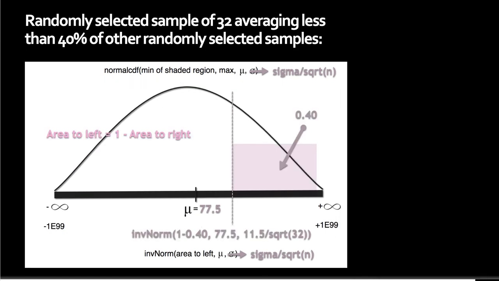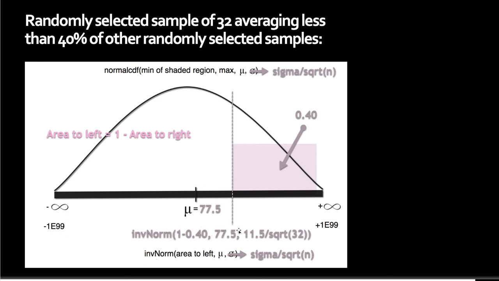And then we have a slightly different scenario. Still, we have the selected sample of 32. Here, our randomly selected sample is going to be less than 40% of other randomly selected samples. So it's going to be less than 40%, but it's going to be more than 60%. So this value is less than 40%, but it's more than 60%. And so that would mean it would be right here.